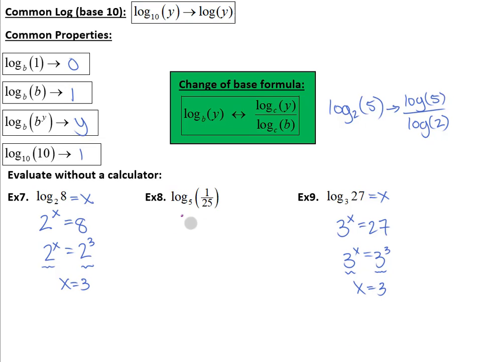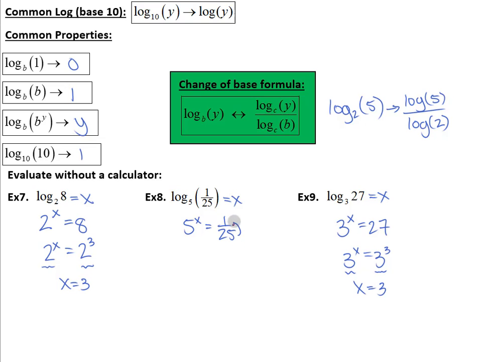Okay, let's try 8 here. 5 to what power is 1/25? Now you might reason that if that's in the denominator, I need a negative exponent to get down there. So let's see though. Let's go ahead and go to exponential form. 5 to the x power equals 1/25.